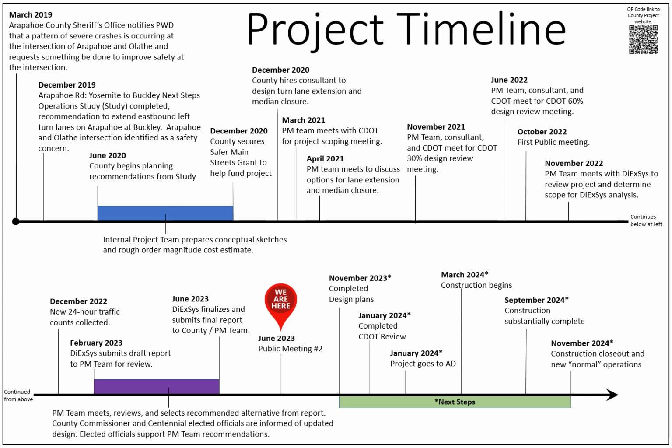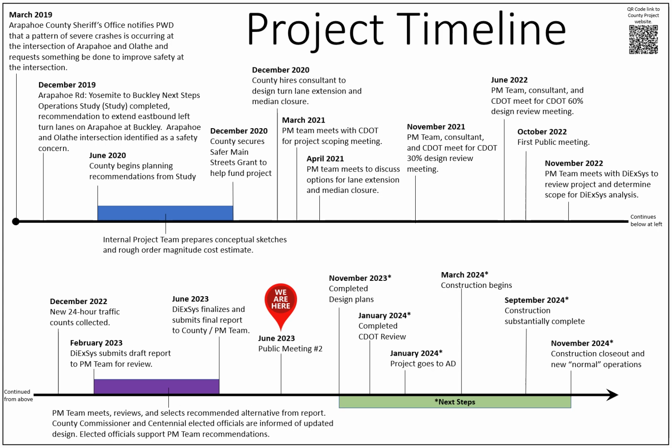Diaxis gathered additional traffic count data in December of 2022 and submitted a final report to the county in June of 2023. PWD met with City of Centennial and elected officials from Arapahoe County and the City of Centennial to gain consensus on the recommended alternative for the intersection.